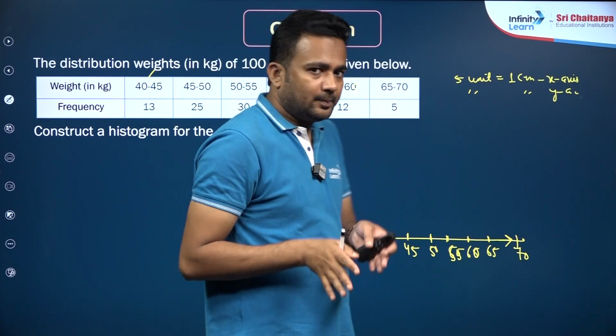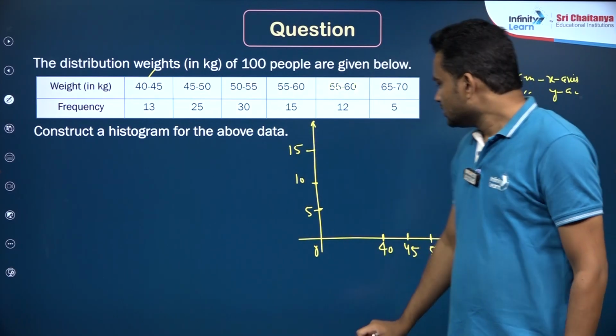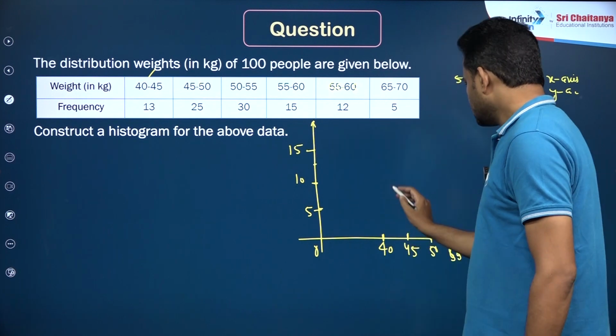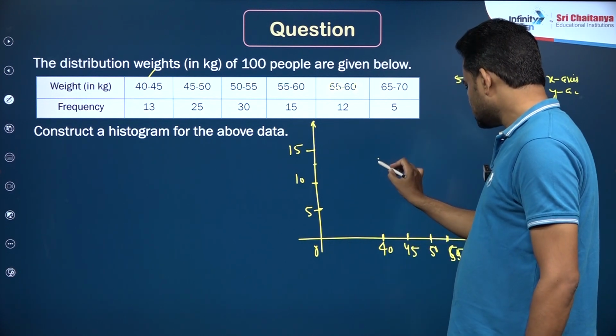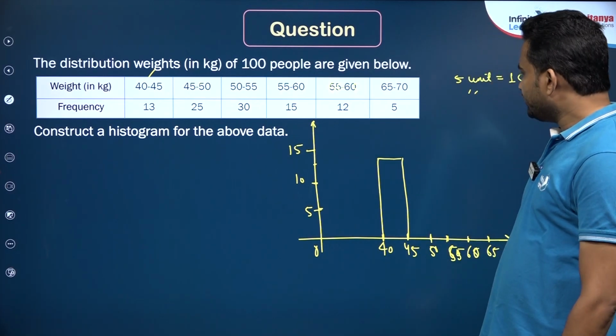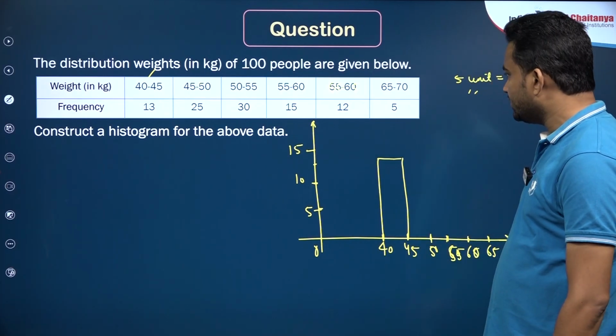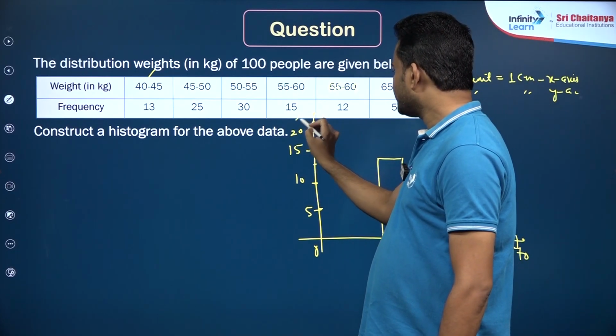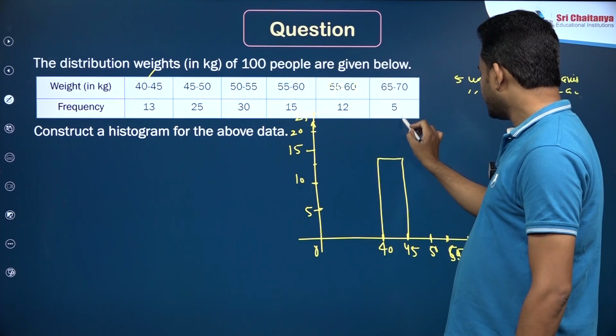Simply draw the bar. Bar is a rectangle, right? So 40 to 45, the frequency is 13. So this is 13. So we will do like this, right? Then 45 to 50, the frequency is 25. So 20, and here we have 25, right?